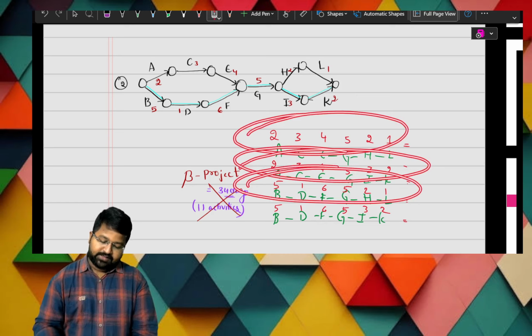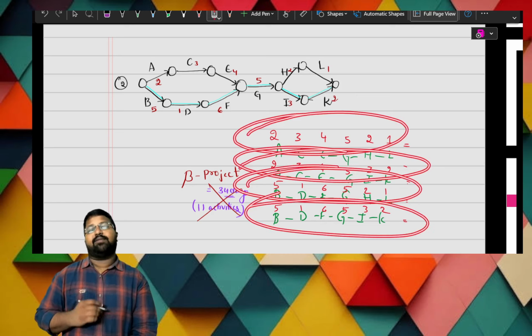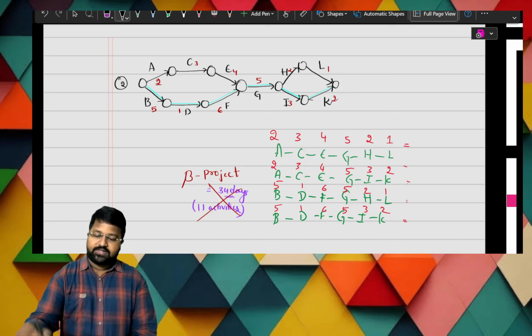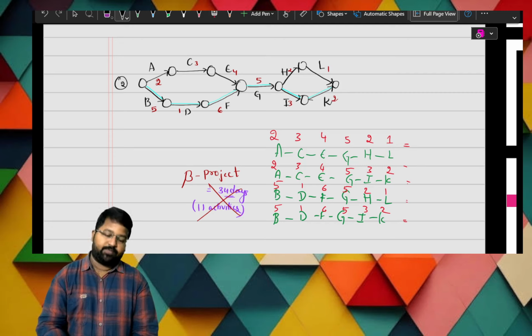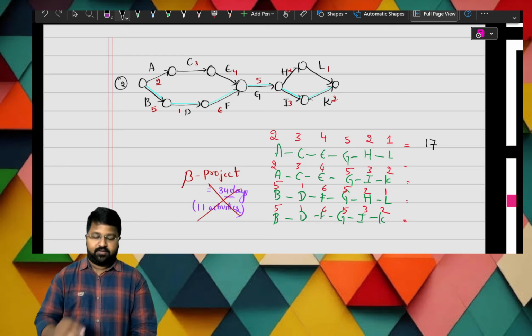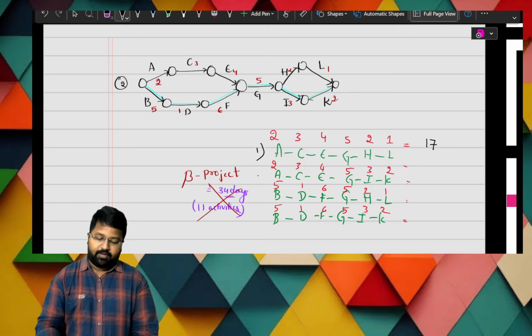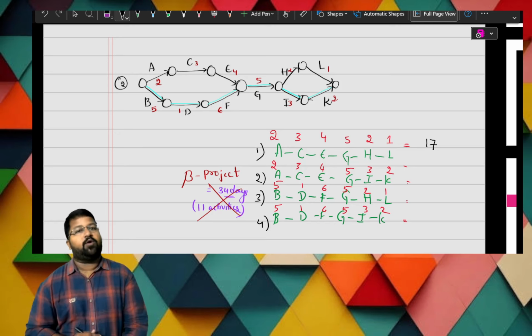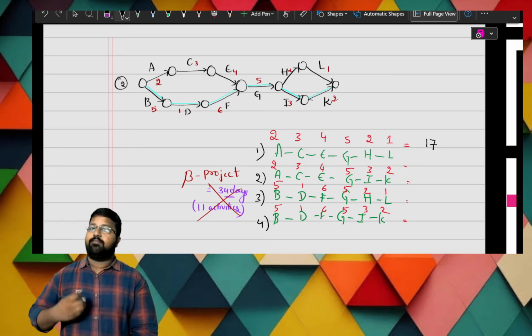Now we have to calculate the sum. What is the sum of the first one? 2 plus 3, 5. 5 plus 4, 9. 9 plus 5, 14. 14 plus 3, 17. This is path 1, and for path 1, the total of the durations is 17. Similarly, we have to calculate for path 2, path 3, and path 4.